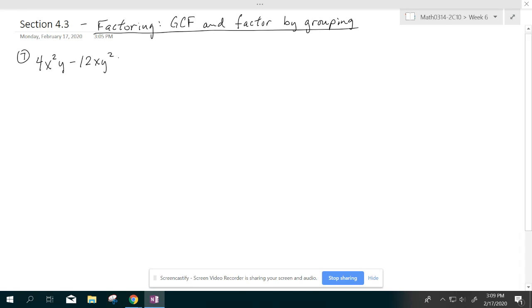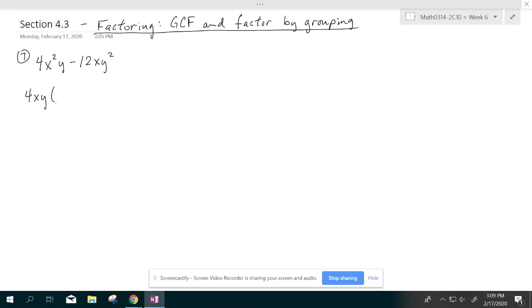Not the squared. But they do both have an x. So I can take out an x. And they do both have a y. And what about 4 and 12? Does anything divide evenly into 4 and 12? 4. So I'm going to be able to take out a 4 also. So we're taking out a 4, an x, and a y. We're taking all of that out, okay?